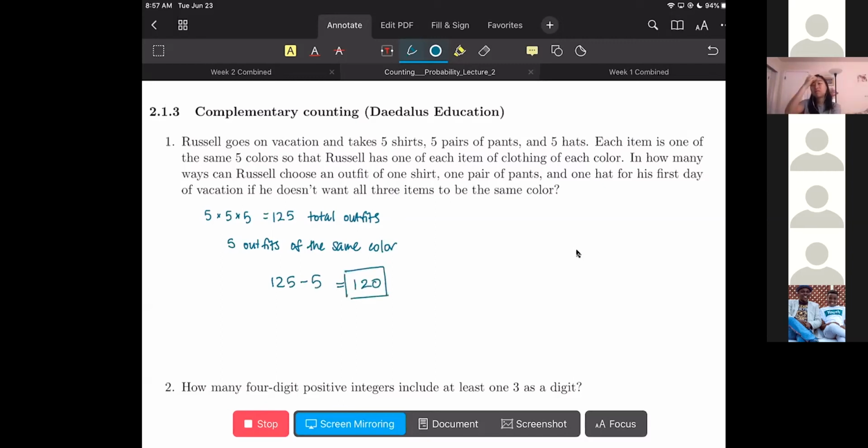Awesome. And here we could see if we didn't use complementary counting, what we'd have to do is this casework again. We'd have to figure out, okay, how many ways are there for Russell to choose an outfit that has all of them different colors? And then what if 2 of them were the same color? And then we'd have to sum those up, which in this case is doable, but it's much more straightforward to think about it this way.